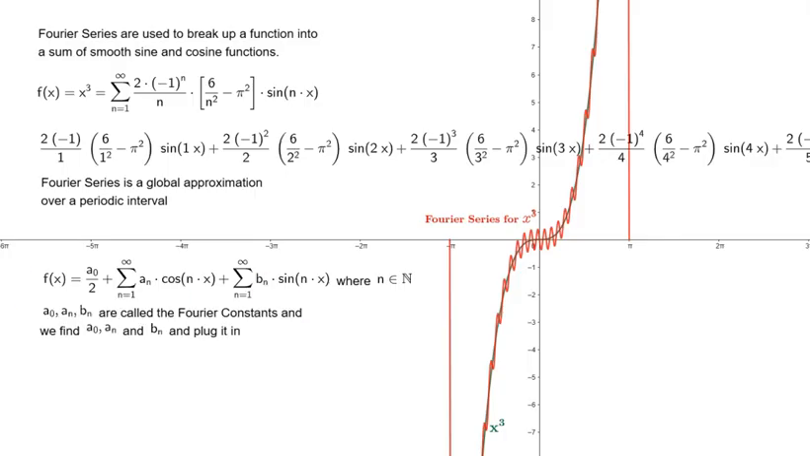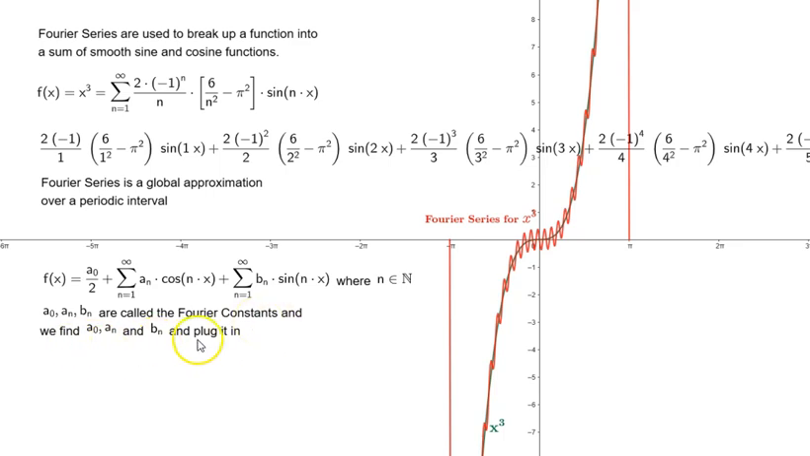So here we have to figure out a naught, an, bn. Because given n, we can always figure out cos nx and sine nx. So the only thing we have to figure out is a naught, an, and bn. And these are called Fourier constants.